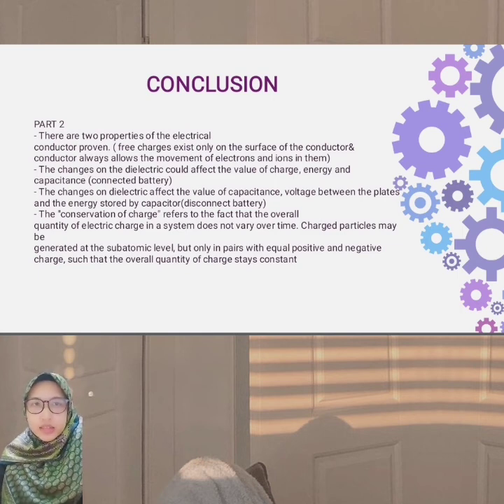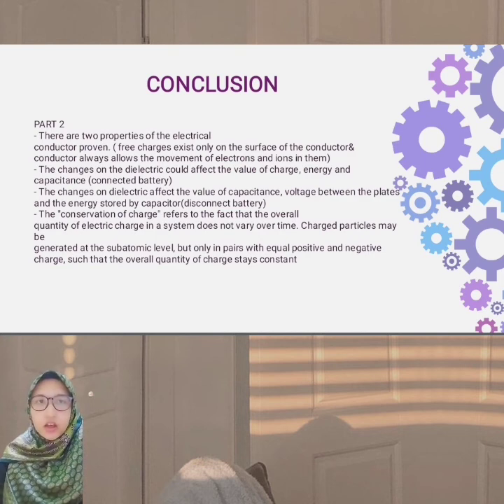And lastly, the conservation of charge refers to the fact that the overall quantity of electric charge in a system does not vary over time. Charged particles may be generated at the subatomic level, but only in pairs with equal positive and negative charge, such that the overall quantity of charge stays constant.